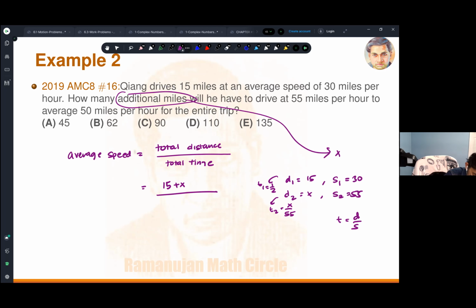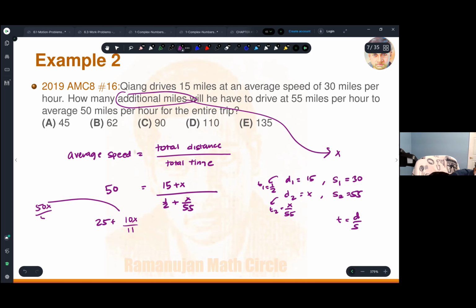So now we can plug this back in, and we know that this is half plus x over 55, and remember our average speed is 50. So now we're going to do cross multiplication. So it's 25 plus 10x over 11. What I did here is it's equivalent to 50x over 55. I divided both numerator and denominator by 5, so it becomes 10x over 11. And then on this side, we have 15 plus x.